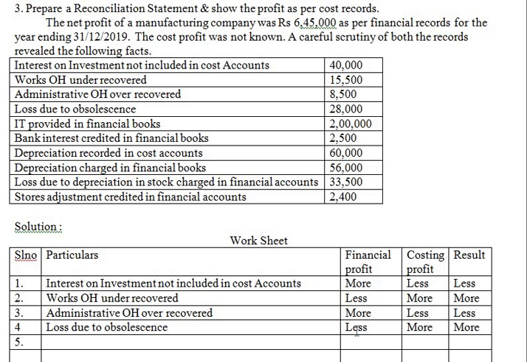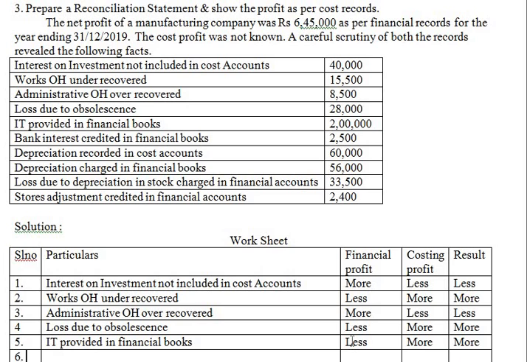Next, fifth point. IT provided in financial books. So your financial profit will be less, costing profit will be more, and the result will also be more.